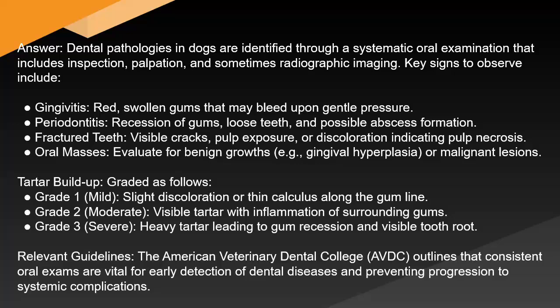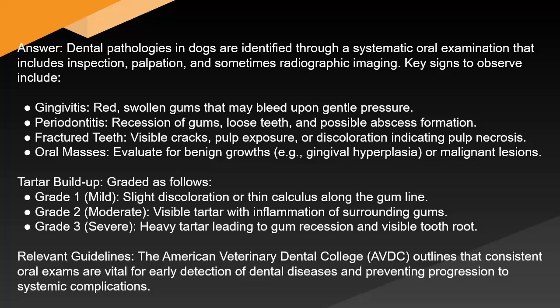Answer: dental pathologies in dogs are identified through a systematic oral examination that includes inspection, palpation, and sometimes radiographic imaging. The key signs to observe include gingivitis, red swollen gums that may bleed upon gentle pressure, periodontitis, recession of gums, loose teeth, and possible abscess formation, fractured teeth, visible cracks, pulp exposure or discoloration indicating pulp necrosis, oral masses. Evaluate for benign growths, gingival hyperplasia or malignant lesions.